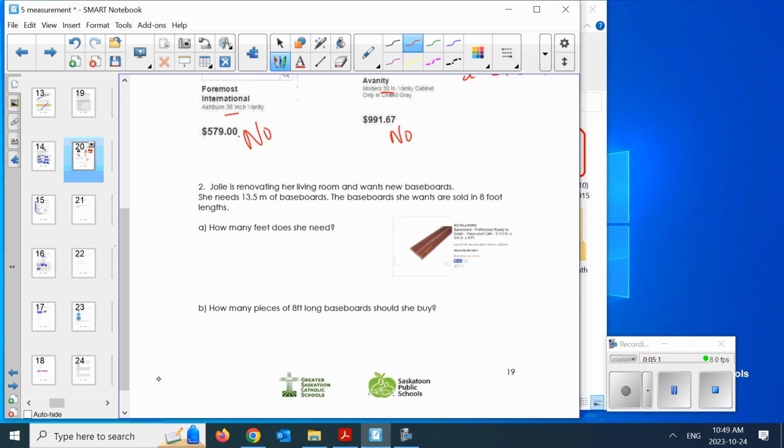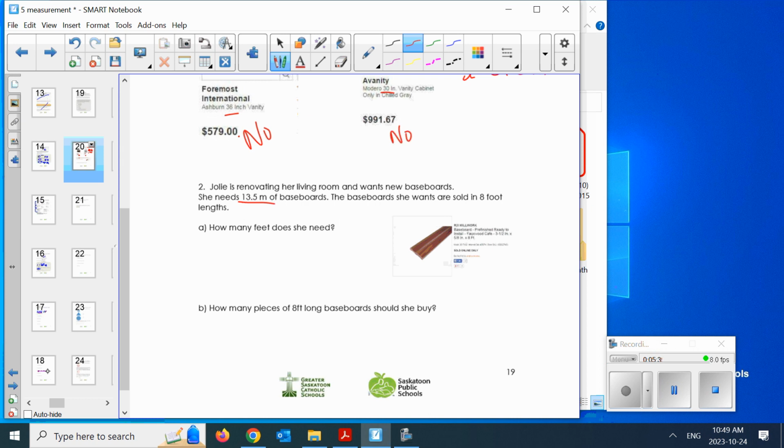Now, 8 feet. You can always go from feet to meters, or you can go from meters to feet. Either way you can go. How many feet does she need though? 13.5 meters. You're going to have to figure out meters to feet. All right.